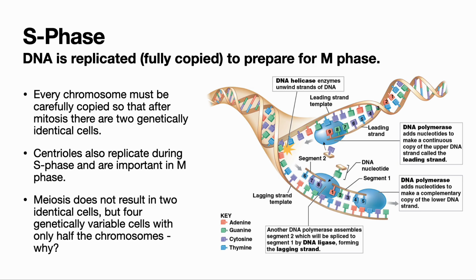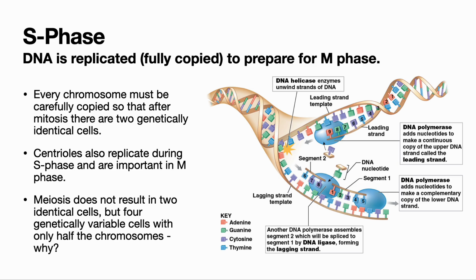So again, in S phase, we're going to copy every single chromosome so that we can create two genetically identical cells after mitosis and cytokinesis. Also, we're going to have centrioles that have to be replicated. So in addition to replicating the DNA, we are also going to replicate the centrioles because we're going to need centrioles in each pole of the cell during mitosis.